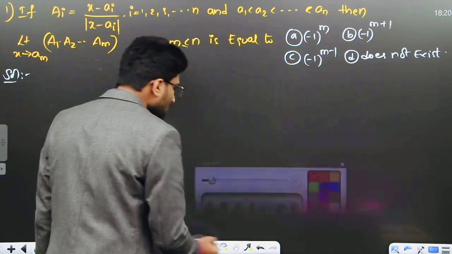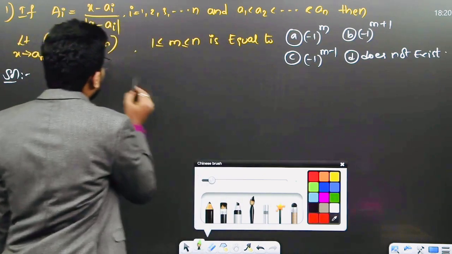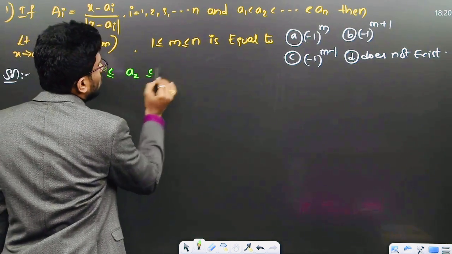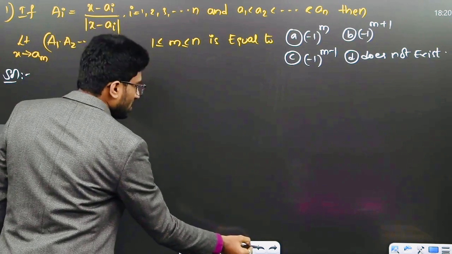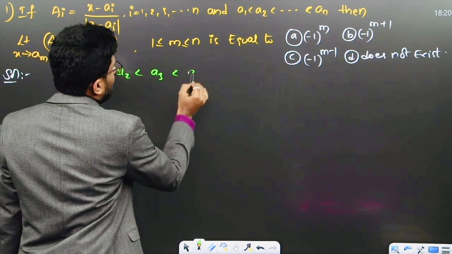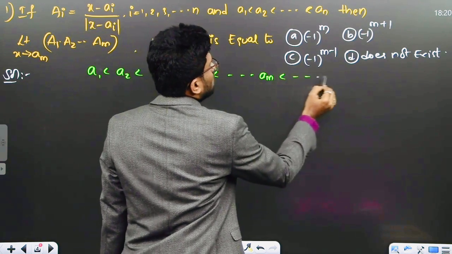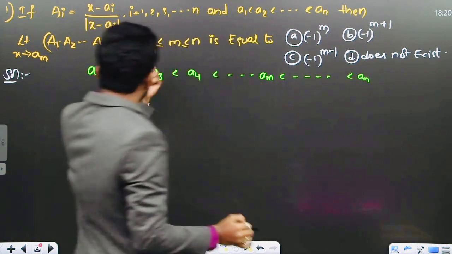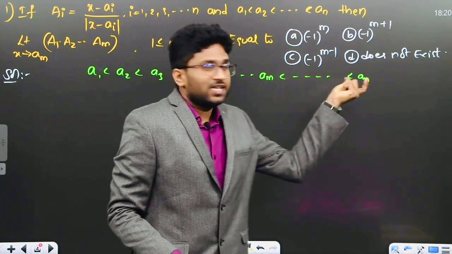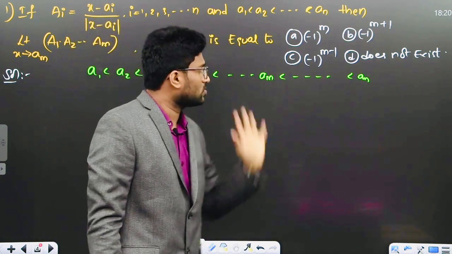So friends, they clearly said 1 ≤ m ≤ n. So definitely a1 is less than a2, less than a3, less than a4 and so on. Somewhere we will be having a_m also and so on. At the end we have a_n, as m is less than n, they have given m less than n. So this can be the order of small a1 to small an.